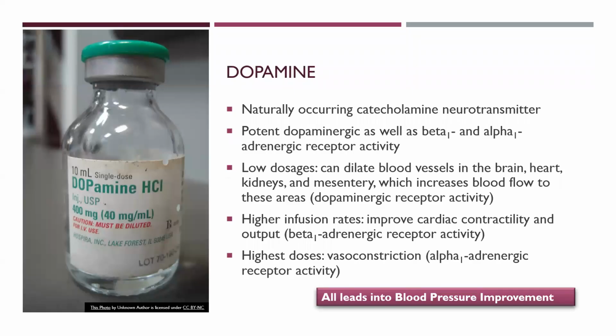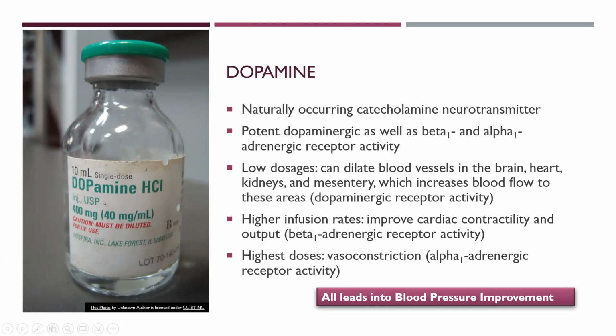Okay. So our dopamine. These are the natural occurring catecholaminergic neurotransmitter. It has that potent dopaminergic as well as beta 1 and alpha 1 adrenergic receptor activity. So if it's got both beta 1 and alpha 1, we're looking at increased heart rate as well as vasoconstriction, so increased blood pressure. And this is what I was talking about with the different doses.